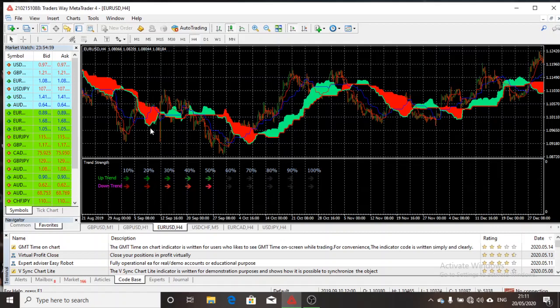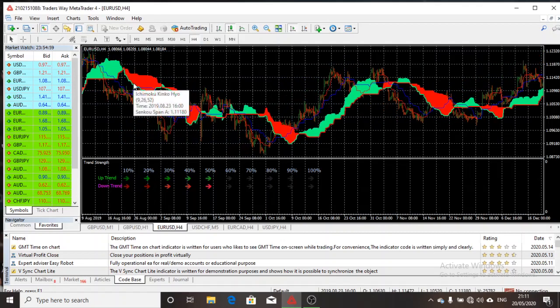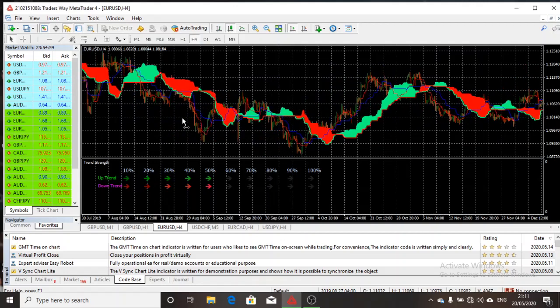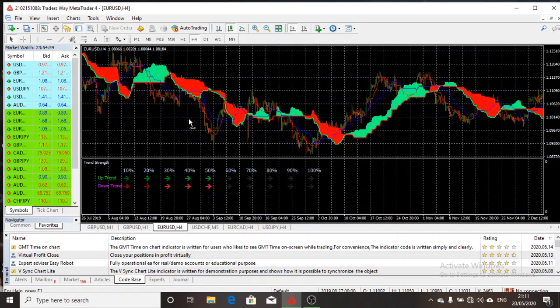So now you can watch this one. Now you can see this red. The red just got us there. It went down straight. When they're having a very big movement, the Ichimoku cloud will never fail you. When you're having a big movement, the Ichimoku cloud will never fail you.